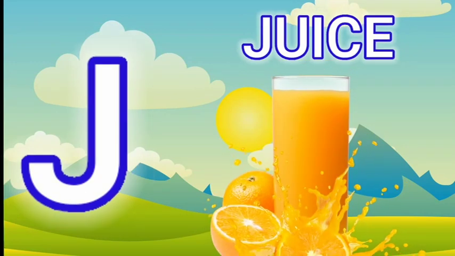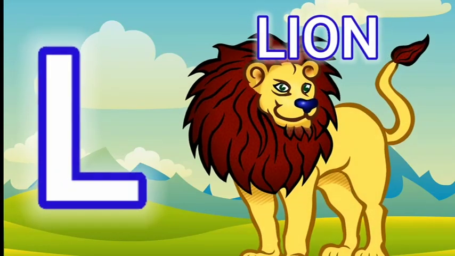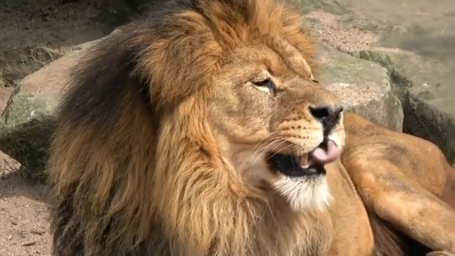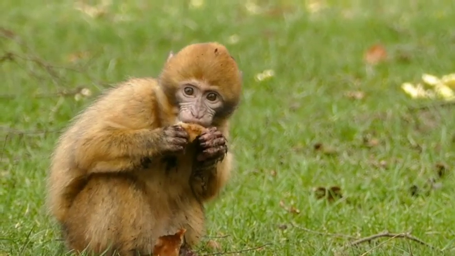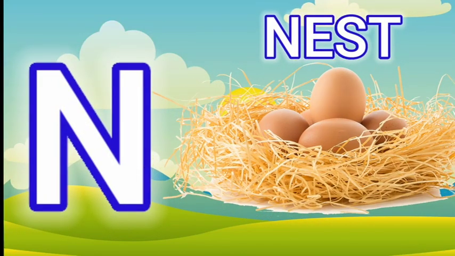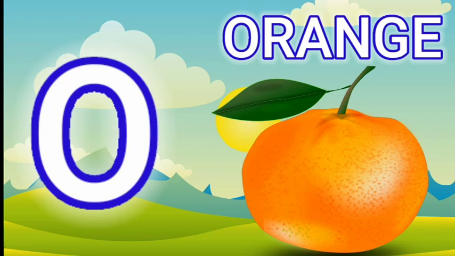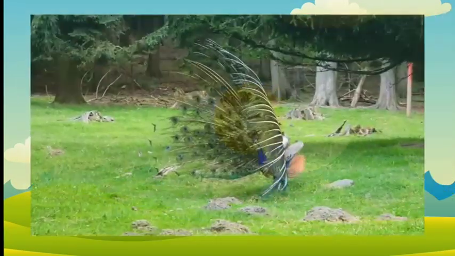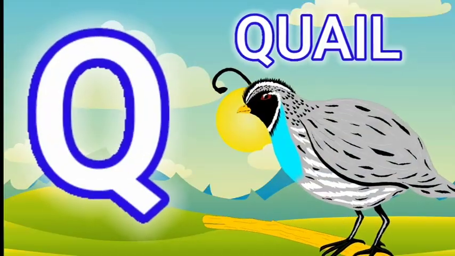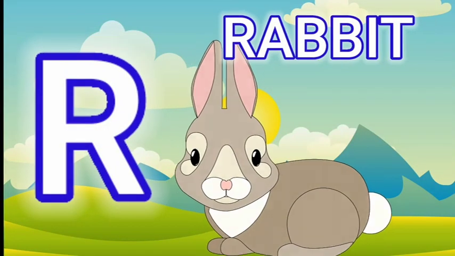J for juice. K for kite. L for lion. M for monkey. N for nest. O for orange. P for peacock. Q for quail. R for rabbit.